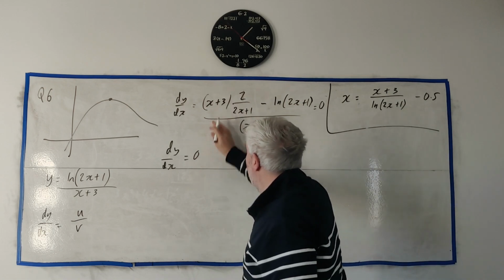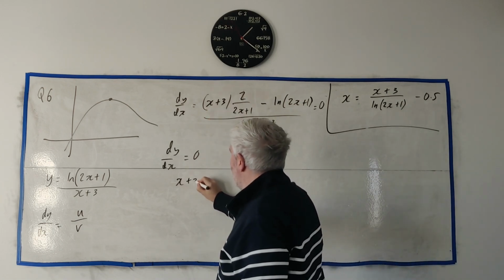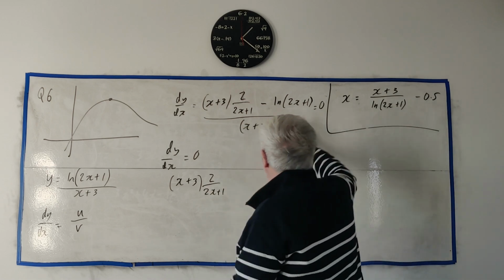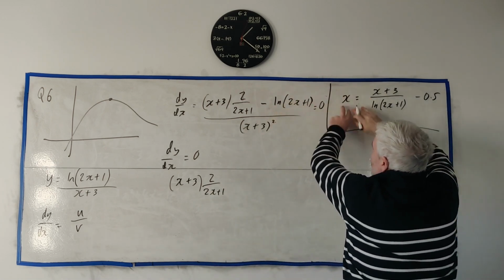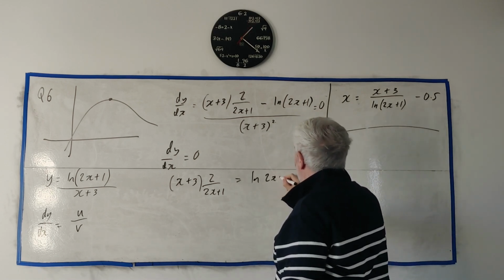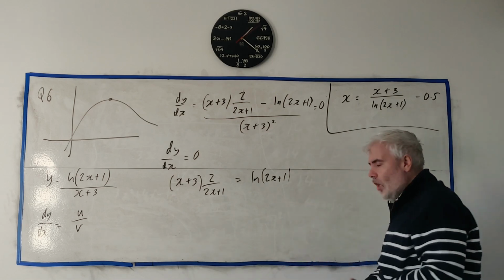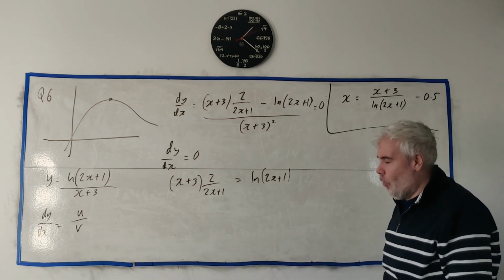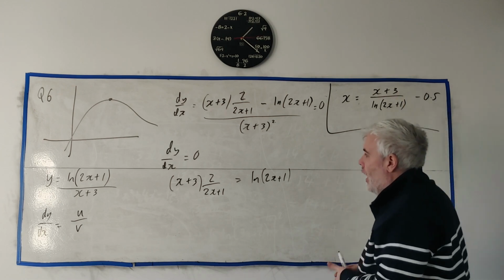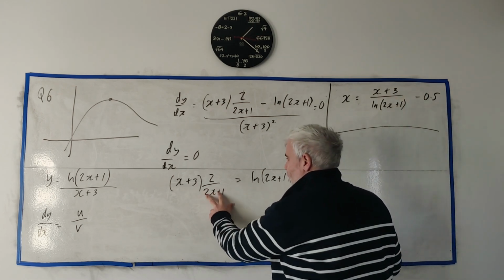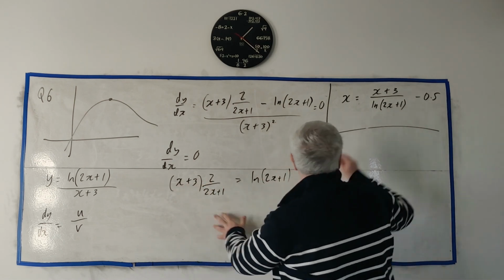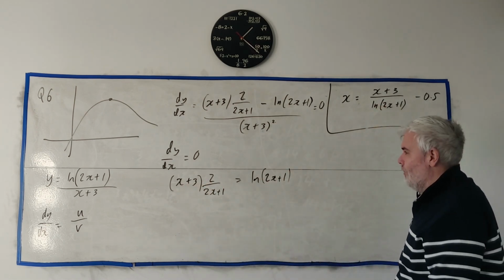That'll just give us x plus 3 multiplied by 2 over 2x plus 1. This can now just move over to 0, so it equals natural log of 2x plus 1. Okay, so that's got us a much more manageable equation. But still, we want it to look like this. I would have just multiplied both sides by this and got x on its own, but that's not going to look like this, unfortunately.